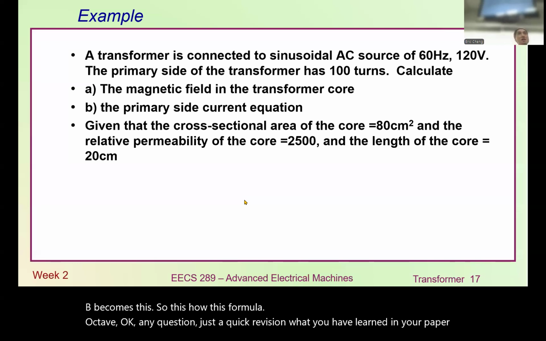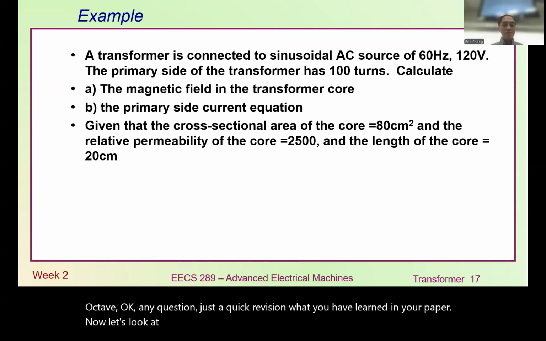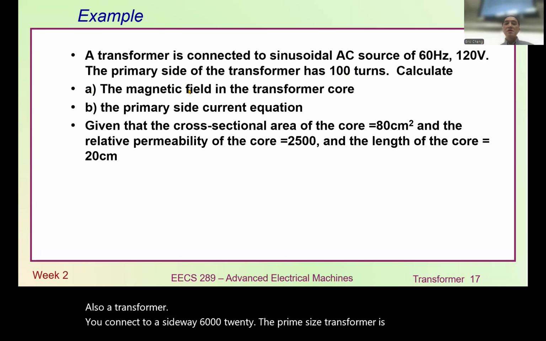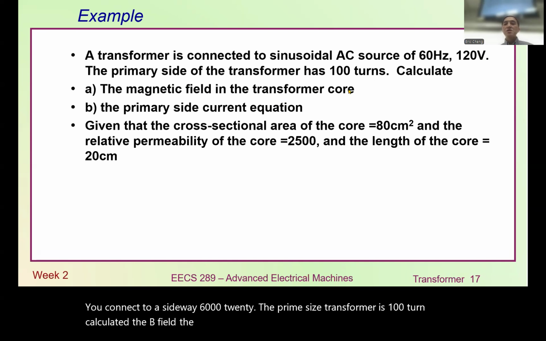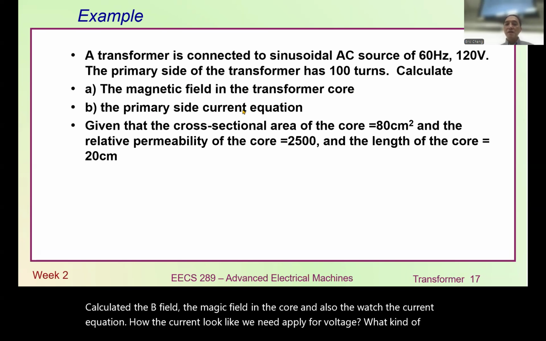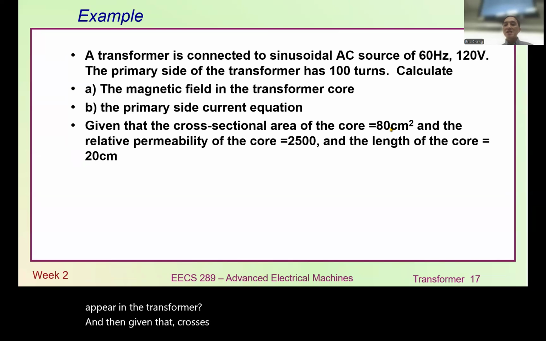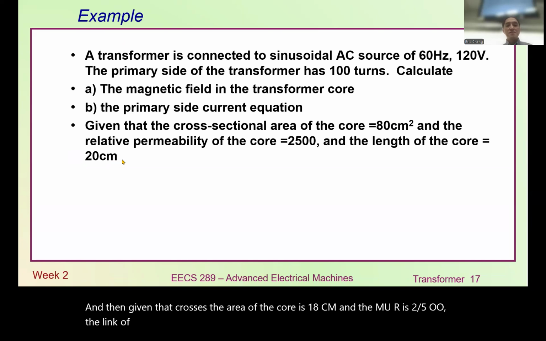Now let's look at a quick example. A transformer is connected to a sine wave, 60 Hz, 120 volts. The primary side of the transformer is 100 turns. Calculate the B field, the magnetic field in the core, and also what's the current equation, how the current looks like. When you apply voltage, what kind of current appears in the transformer? Given that the cross-section area of the core is 80 cm squared and the mu r is 2500, the length of core is 20 centimeter.